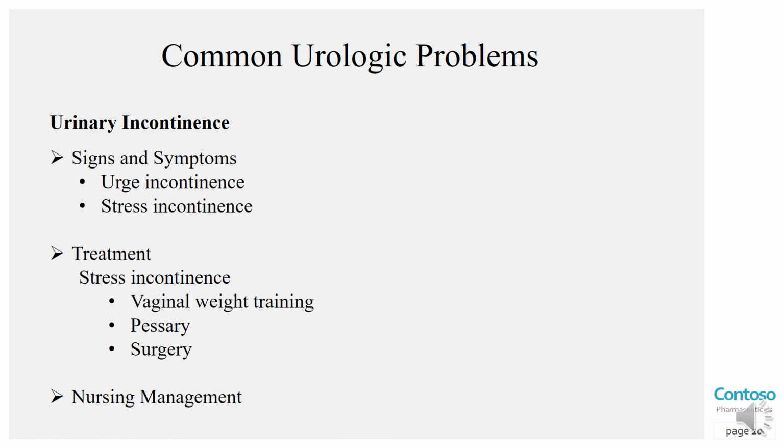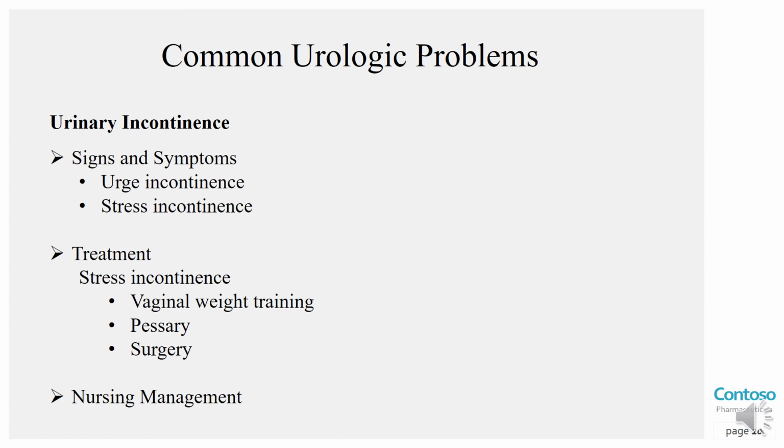Some common urologic problems that can be experienced, especially as an individual ages, include urinary incontinence. Signs and symptoms may include involuntary loss of urine when there is a strong urge to urinate. This is called urge incontinence. Then we have stress incontinence, which occurs when the urethral sphincter fails and there's an increase in intra-abdominal pressure, caused by things like sneezing, laughing, coughing, or even exercise or lifting anything that weighs heavy at all.